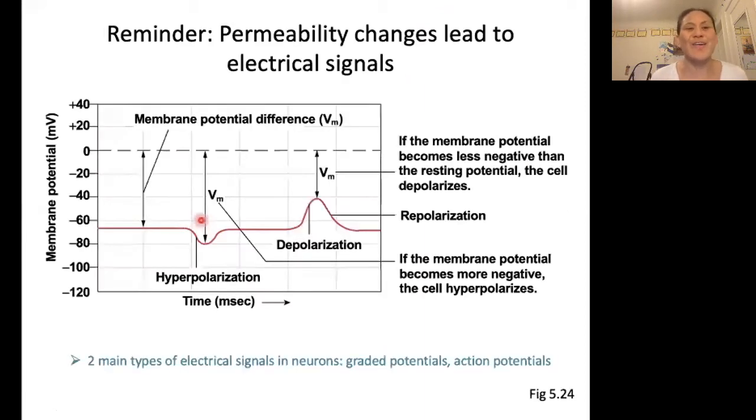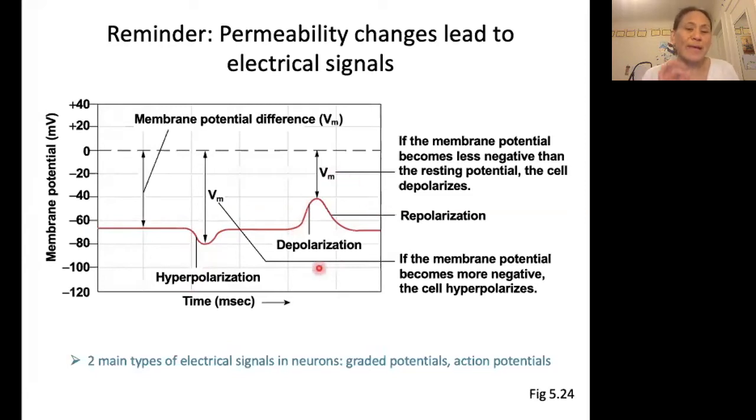So let's get started. I just want to remind you that whenever we have ion movement across the cell membrane, that's going to cause the membrane potential to change, and that is an electrical signal, right? We have an example of that right here. A downward blip in membrane potential is called a hyperpolarization. An upward blip in membrane potential is called depolarization.